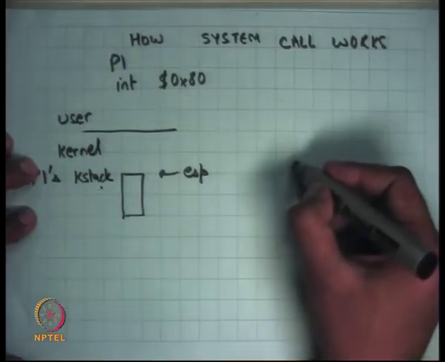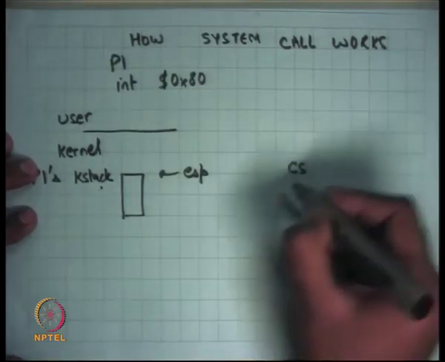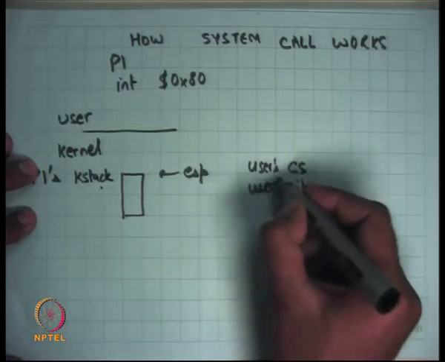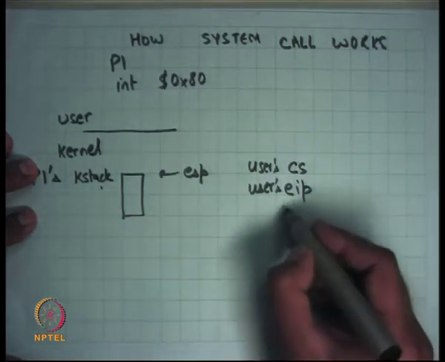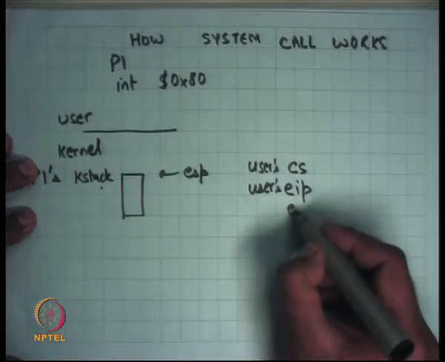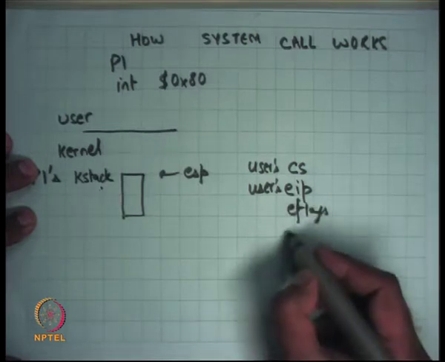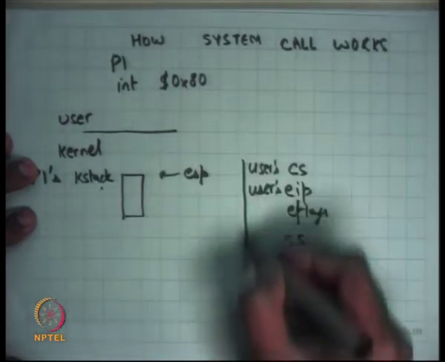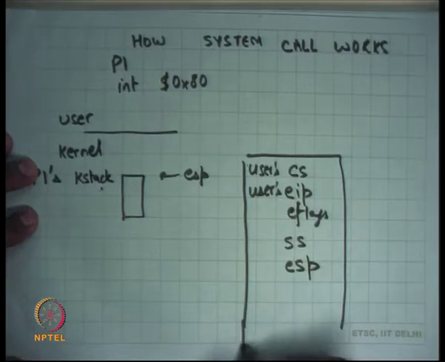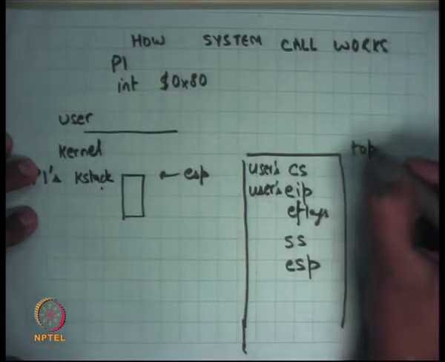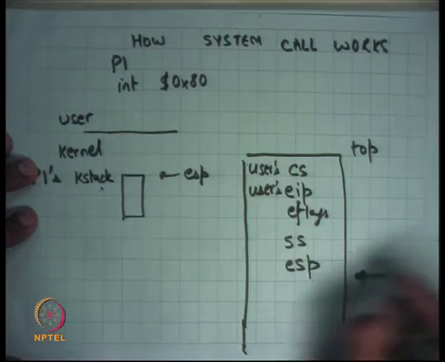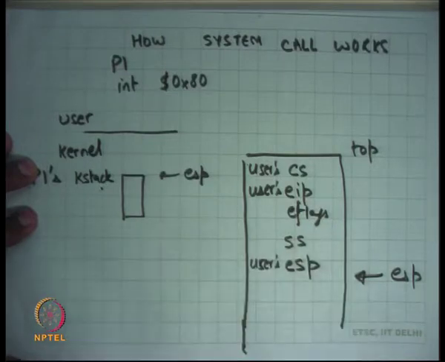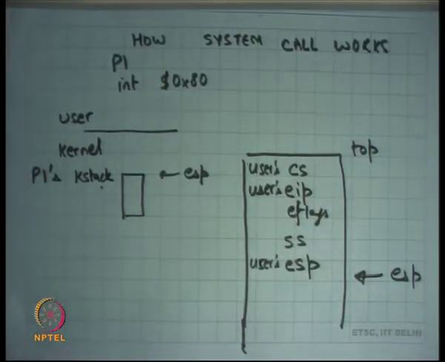What are those? Let's say CS, EIP. These are the user's CS, the user's EIP: whatever was the old CS, whatever was the old EIP, EFLAGS. So whatever the values of these registers were before the interrupt, along with SS and ESP, get saved on the K stack. Let's say this was the top of the K stack. So now the new ESP points here, and let's say this is the user's ESP. That's what happens immediately after you make a system call.